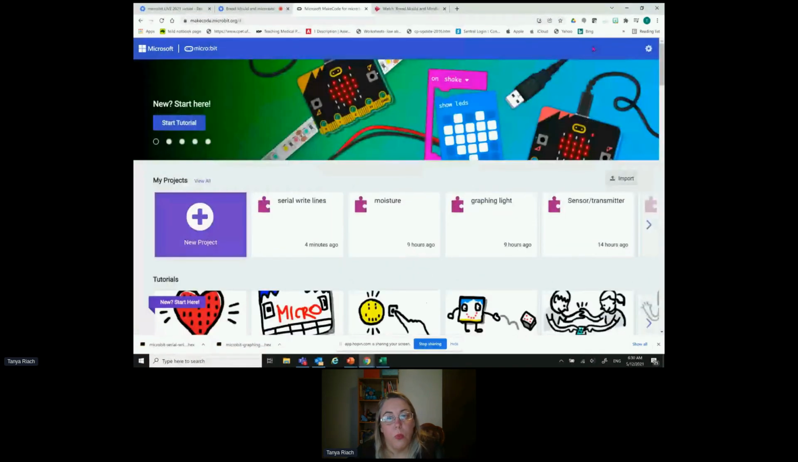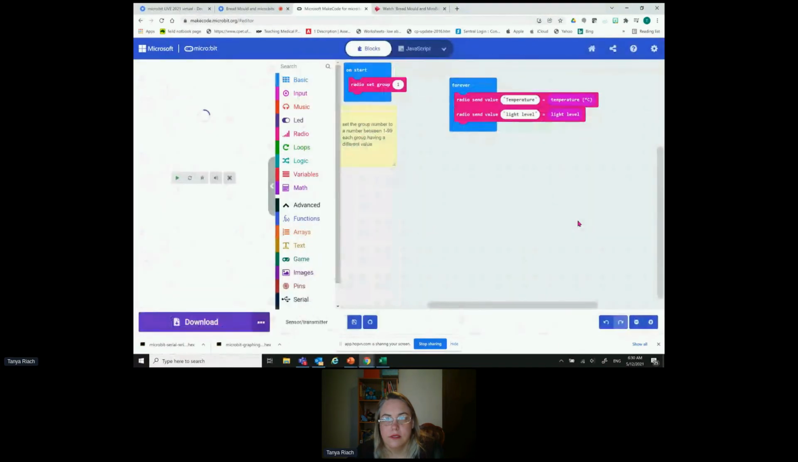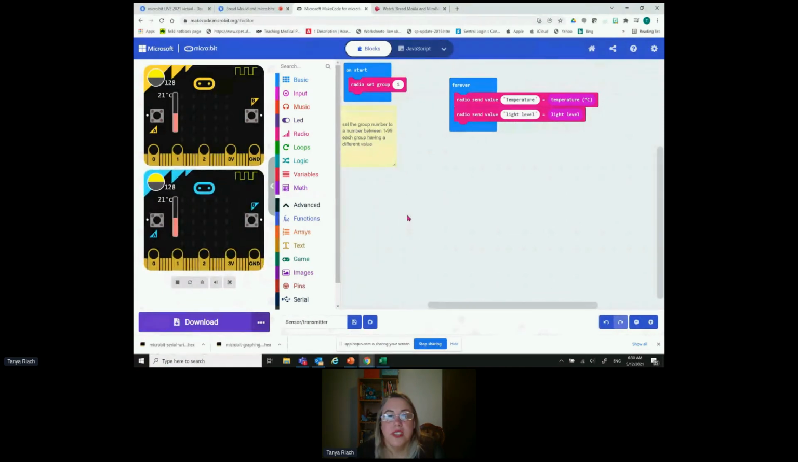So that's one part of it. That was the receiver. For the transmitter, make sure that the group number was set at group number 1, and then have in the forever loop the radio send value as temperature and light levels. So we could send information really simply and quickly to a computer inside.